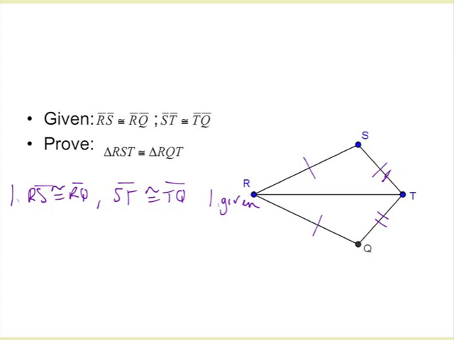RT is congruent to RT. RT is in both of the triangles, and so it works for both, and it has to be equal to itself. Why? Reflexive. Something always equals itself. That's our reflexive property. Now, how did we know that it should be RT-RT and not like RT-TR?